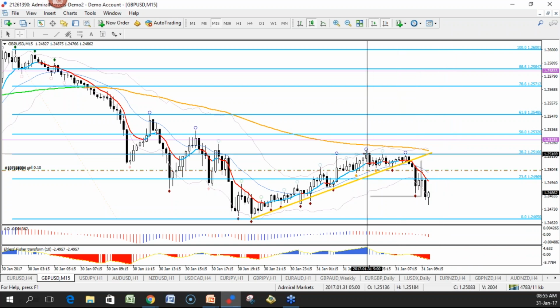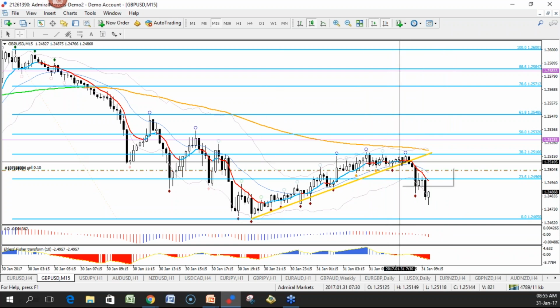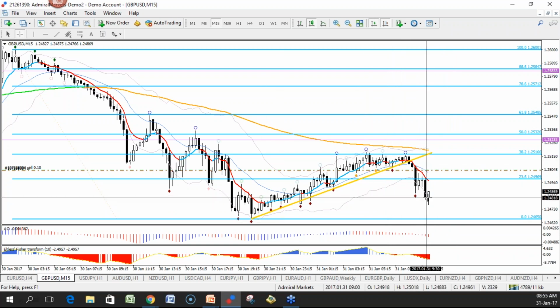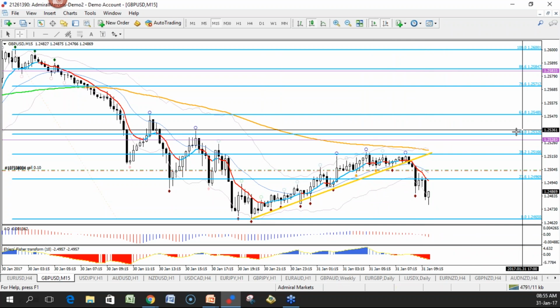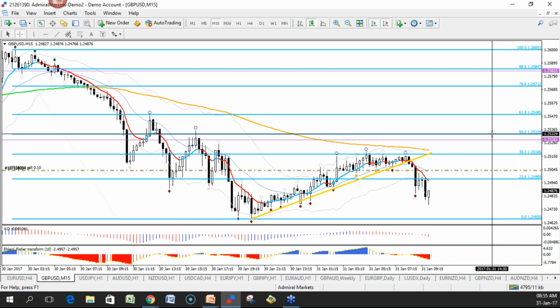style here, because the 38.2 fib is a pretty shallow fib as well. And it could be a complex correction, adding a bit of waves into that, and it could make a complex correction back to the 50, which could be, again, interesting for another short potential.